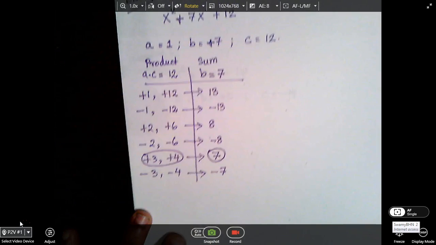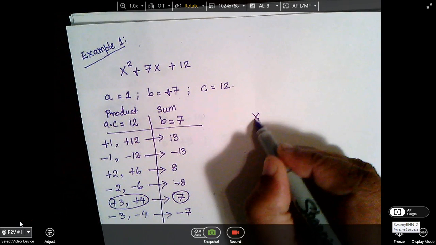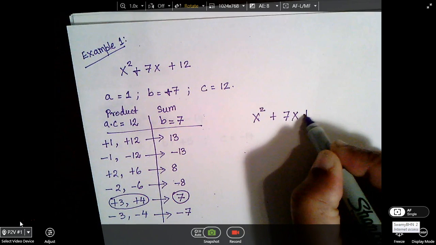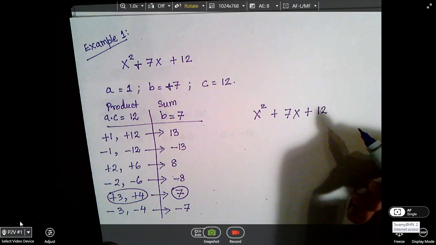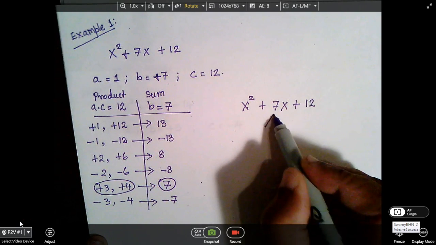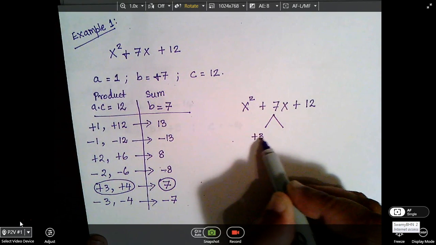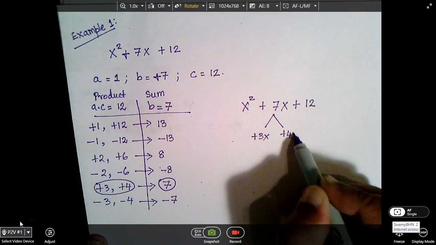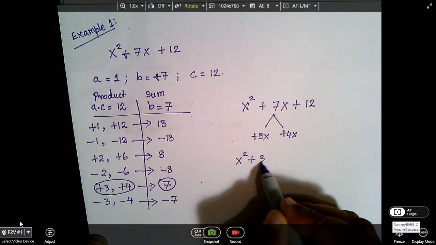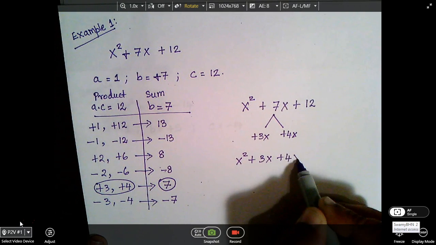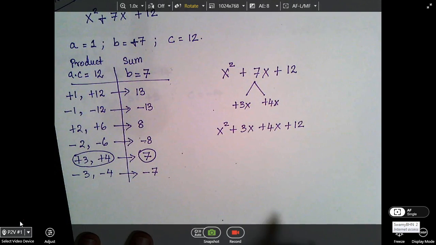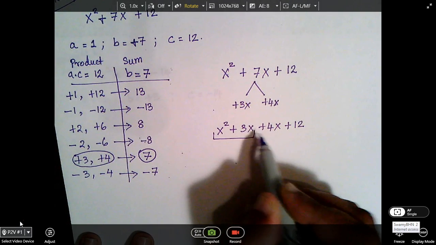So I have x squared plus 7x plus 12. So I split up my middle term as positive 3x and positive 4x. So I have x squared plus 3x plus 4x plus 12. So I've gone back to that step. Now 4 terms, group it.